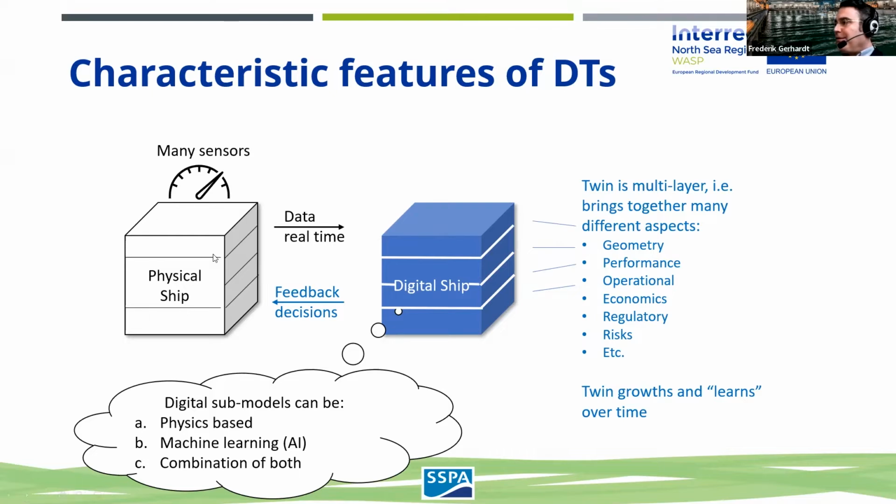Now on the other side of the white cube, you obviously have the real ship, which is equipped with sensors and gauges that measure certain properties, and now feed those back to the digital twin, usually in real time. And a final note on this slide: the sub models behind the different layers in the blue cube in the digital representation can be physics based, but they could also be based on machine learning or a combination of both. So there's a number of techniques to choose from.